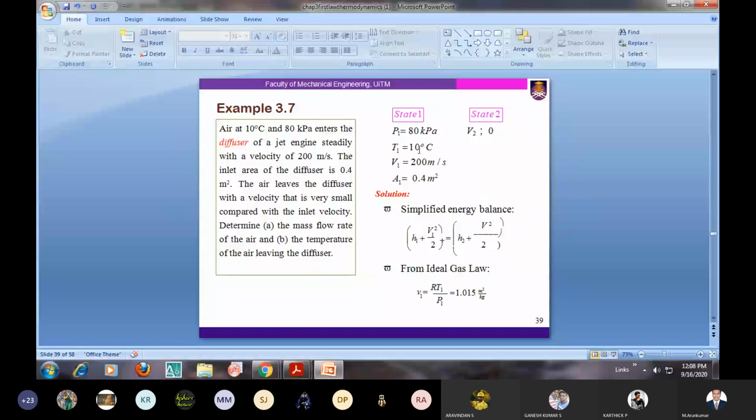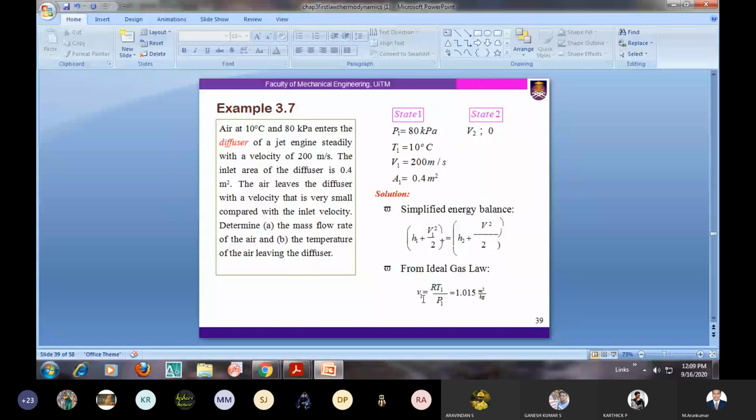We need to find the rest. We know V2, the exit velocity, to be equal to 0. I think they gave that the velocity is very small compared to the inlet velocity. So they take V2 equal to 0. Right. So in the same way we can calculate the other properties.